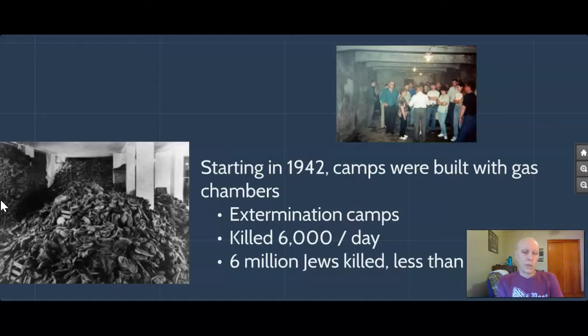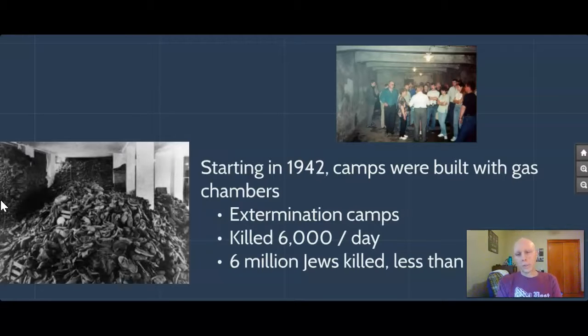The camps that were most highly equipped with these gas chambers could kill as many as 6,000 people a day. Now, through the process of the Holocaust, Jews specifically, about 6 million were killed. And of those that were living in Germany and the area at the time, less than 4 million actually survived by the end of the war.